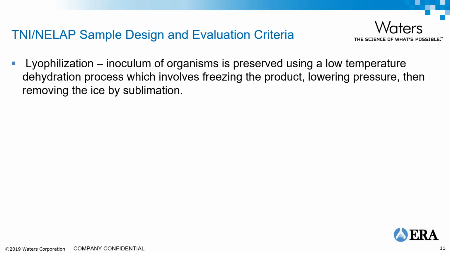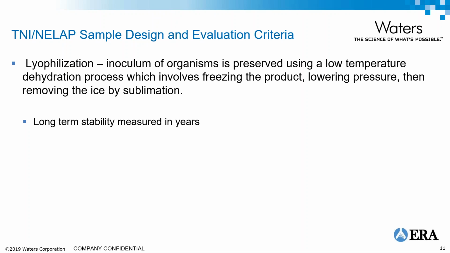The other type of sample is the sample that's been lyophilized. So lyophilization is an improvement on both of the previous processes in that it's an inoculum of organisms that you preserve using a low temperature dehydration process, which involves freezing the product, lowering the pressure, and then you remove any of the ice that formed by sublimation. So generally this will create a sample that has long-term stability measured in terms of years.